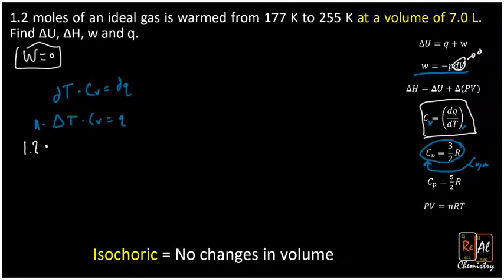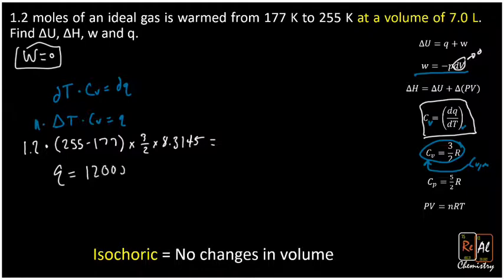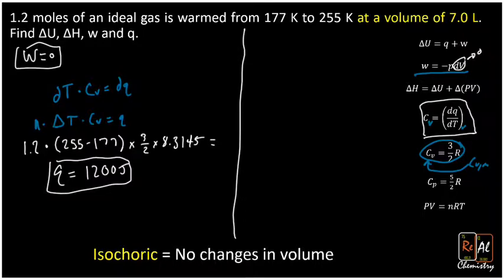Moles is 1.2, times the change in temperature, which is 255, my final temperature, minus my initial temperature of 177, times my gas constant times 3/2 for my molar heat capacity. My gas constant is 8.3145 joules per mole Kelvin. Whenever we use a gas constant in these calculations, we want to use the one in terms of joules, which is the 8.3145 version. In this case, Q is going to be equal to 1200 joules once I round it to 2 sig figs, because the fewest number of sig figs in that multiplication is 2. All right, so that's Q and W.